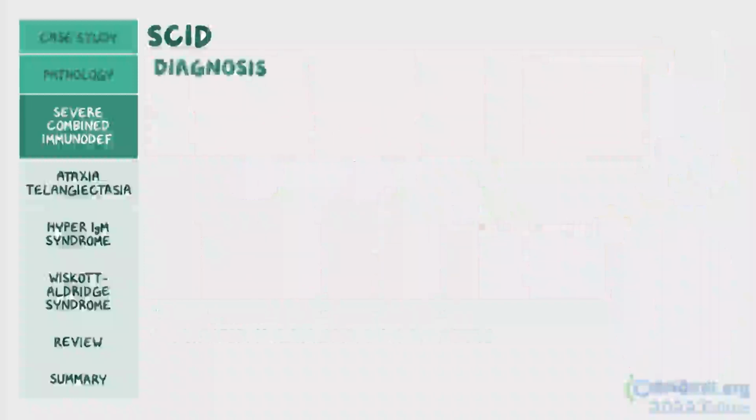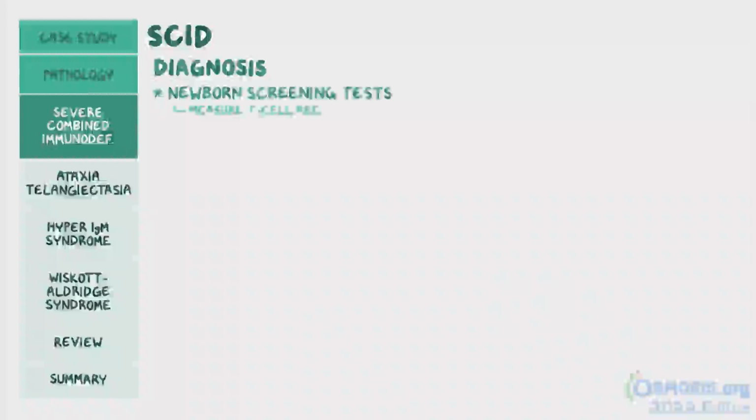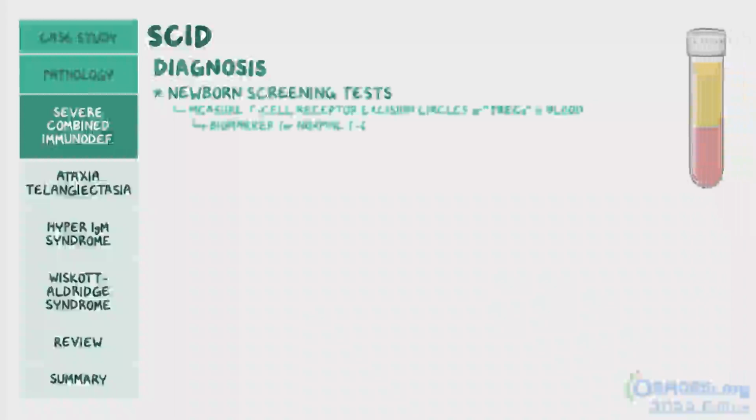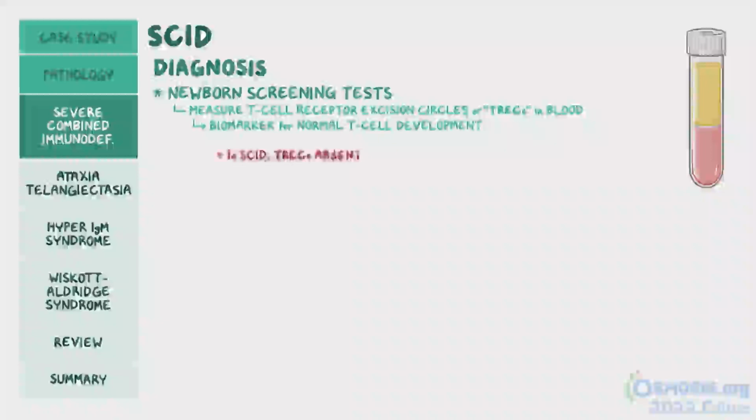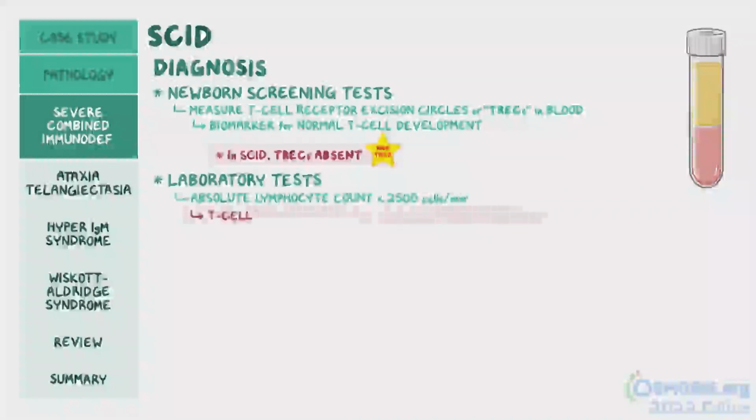Diagnosis of SCID in many countries is based on newborn screening tests. These measure T-cell receptor excision circles, or TRECs, in blood. The presence of TRECs is a biomarker for normal T-cell development, so remember that in SCID, TRECs are absent. Laboratory tests are also required, showing an absolute lymphocyte count lower than 2,500 cells per cubic millimeter, with T cells making up less than 20% of the total lymphocytes in flow cytometry.